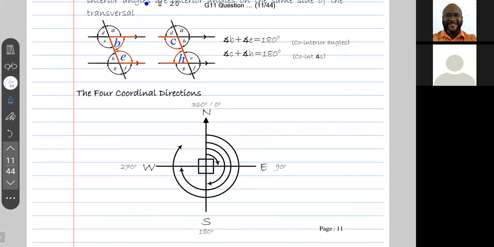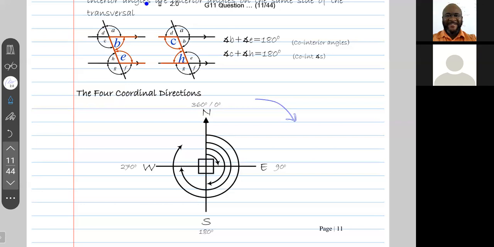So let's talk about the four cardinal directions. The four cardinal directions are north, south, east, and west. East is 90 degrees to the right of north. South is opposite to north, 180 degrees to the right of north. West is 270 degrees to the right of north, in a clockwise direction from north.